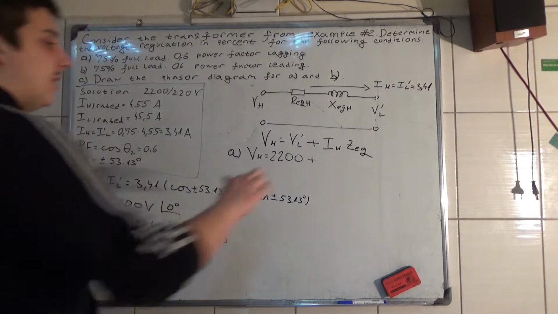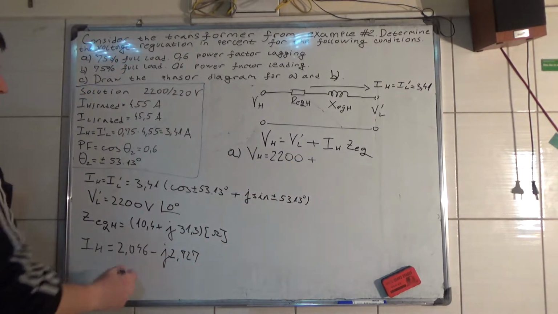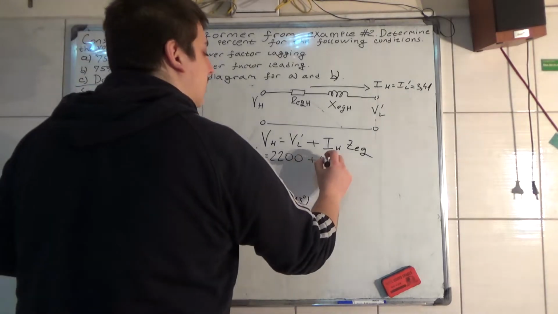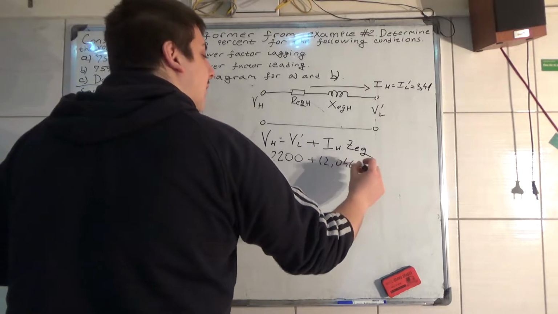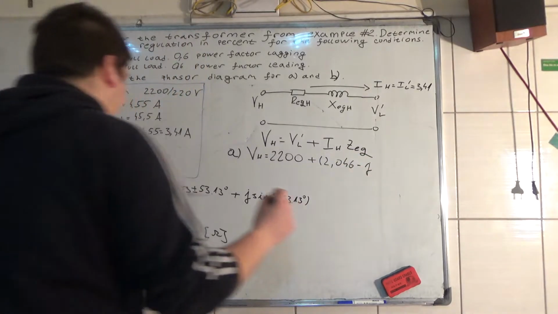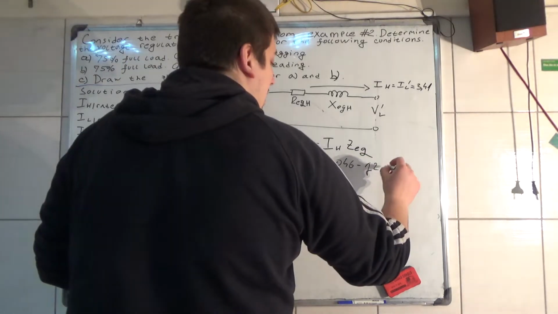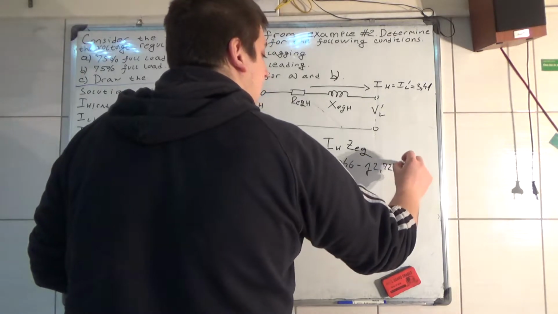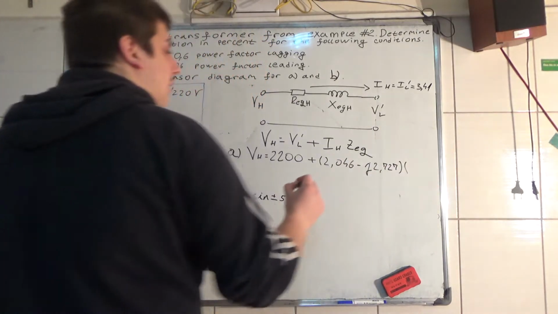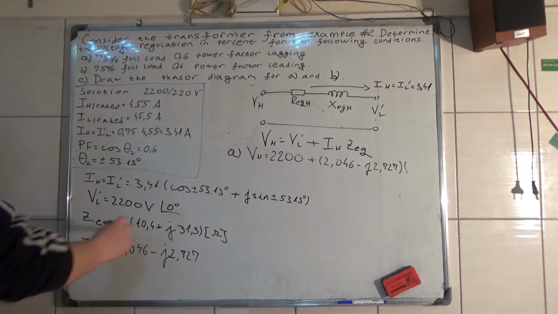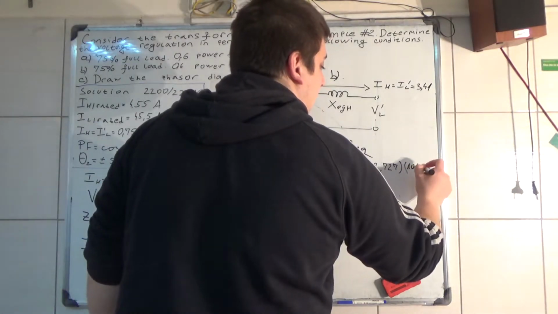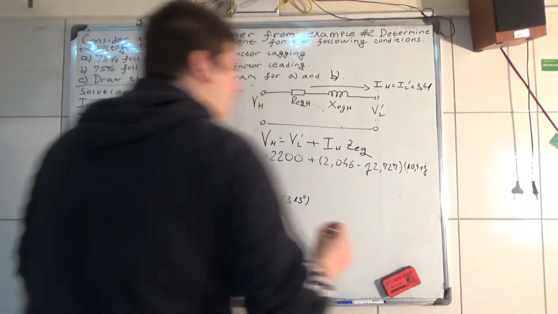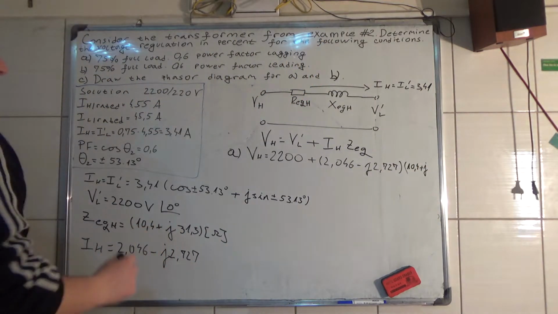Now you get that IH, I'm just going to write this down, 0.46 minus j 2.727 multiplied with 10.4 plus j 31.3.